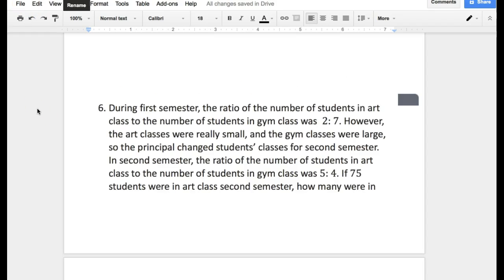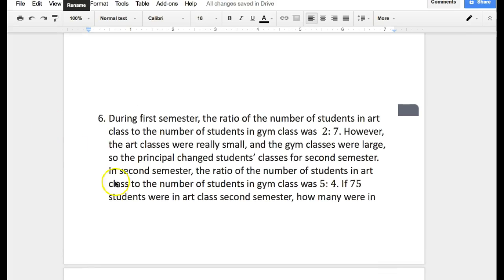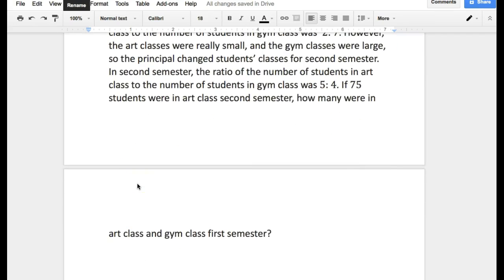Now for number 6, it says, during first semester, the ratio of the number of students in art class to the number of students in gym class was 2 to 7. However, the art classes were really small and the gym classes were large, so the principal changed students' classes for second semester. In second semester, the ratio of the number of students in art class to the number of students in gym class was 5 to 4. If 75 students were in art class second semester, how many were in art class and gym class first semester?